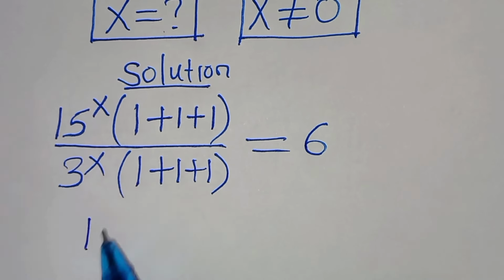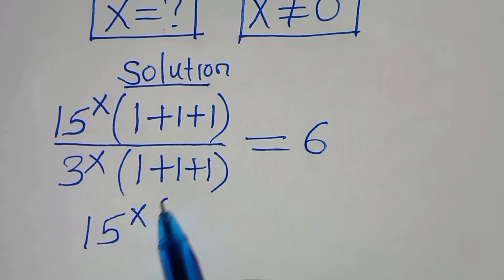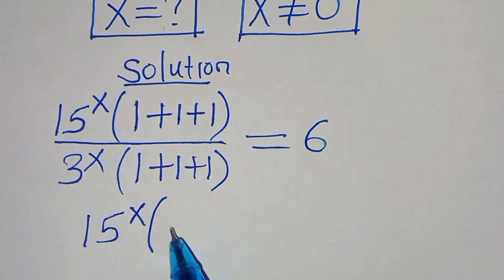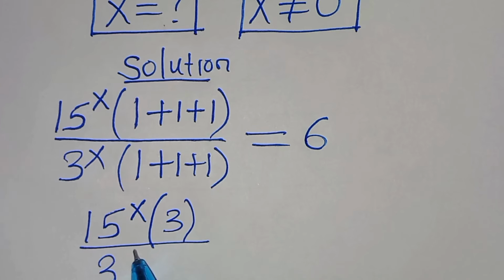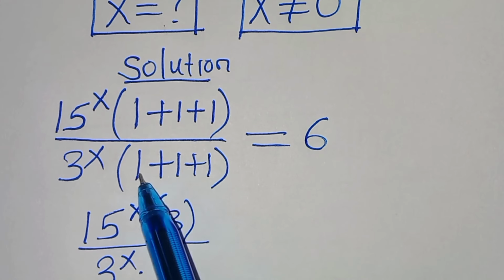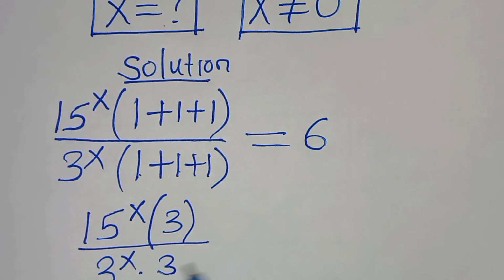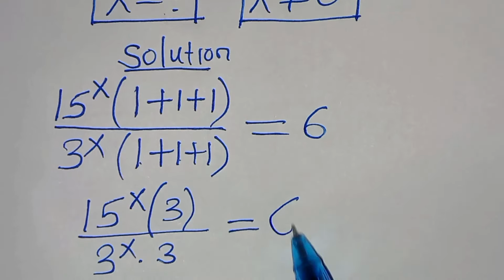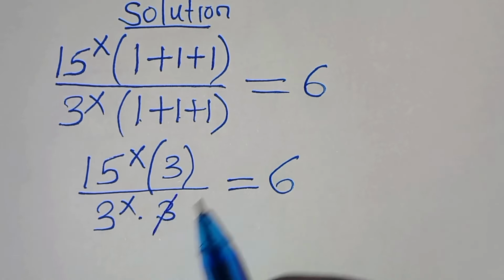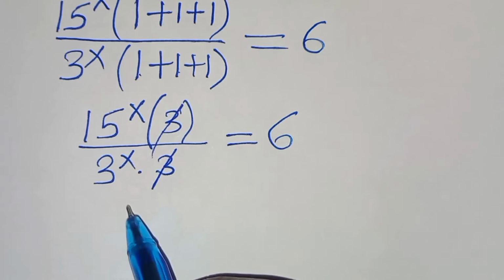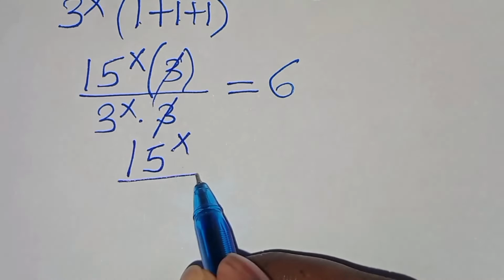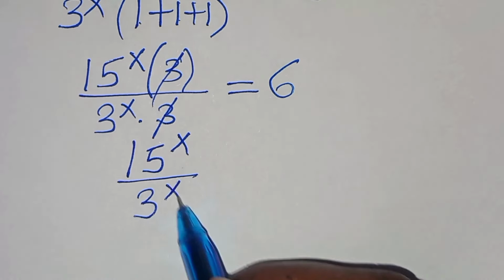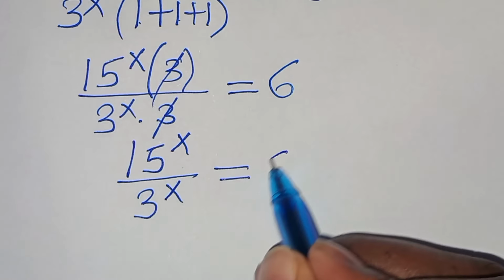So we have 15 to the power of x in the numerator. 1 plus 1 plus 1, this is 3, divided by 3 to the power of x, multiplied by 1 plus 1 plus 1, this is 3, and this is equal to 6. So let's simplify 3 and 3, so that we have 15 to the power of x divided by 3 to the power of x. This is equal to 6.